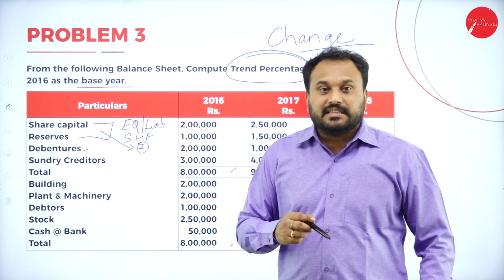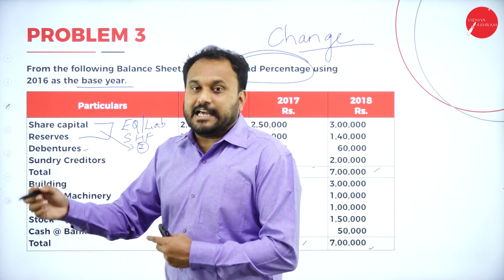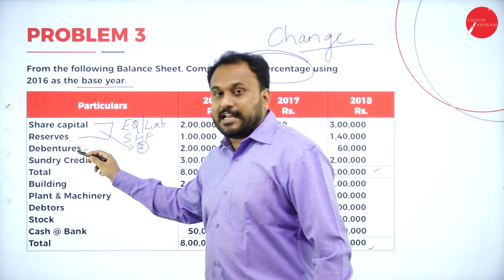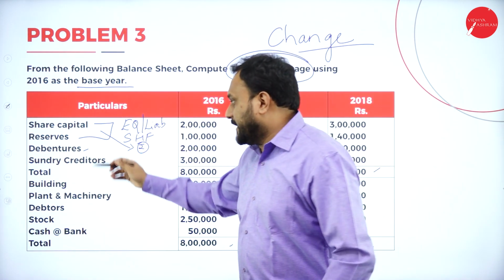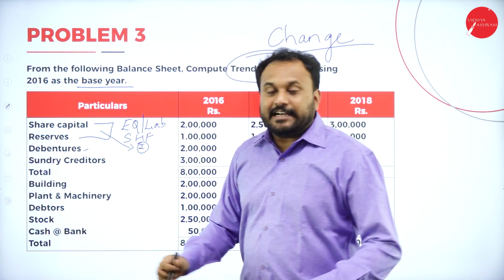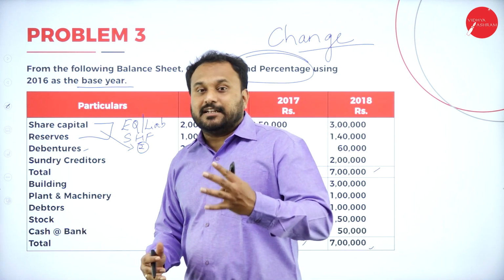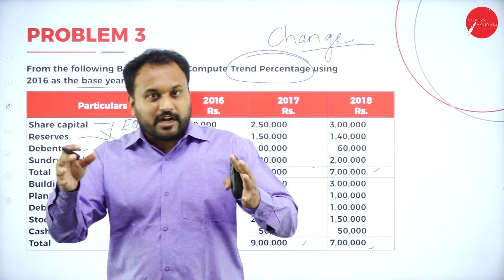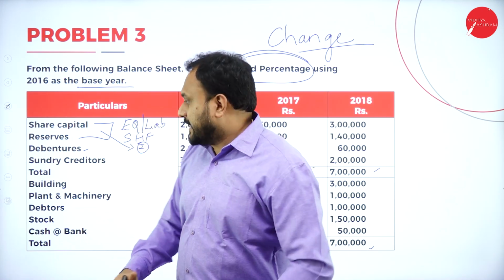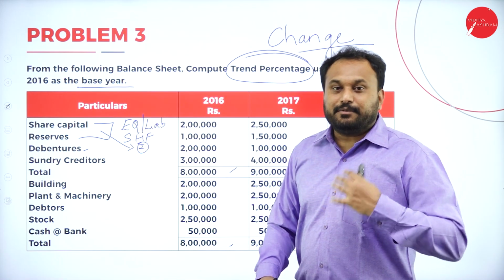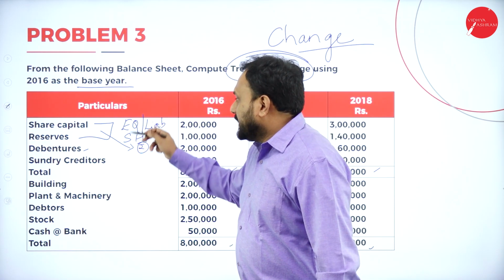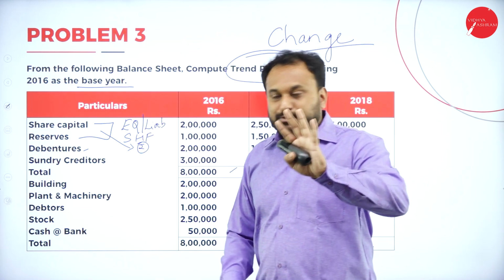Next we have debentures. Now debentures come under non-current liability. So we'll write non-current liability. Under that we'll write debentures. Now sundry creditors, we know that they are current liability. So we'll put the heading called current liability. Under that we'll have sundry creditors, and then we'll go with the total of equity and liability. Done. That is the first one.